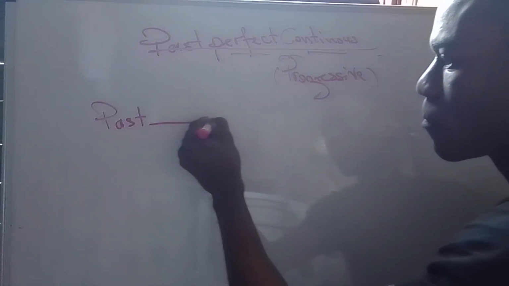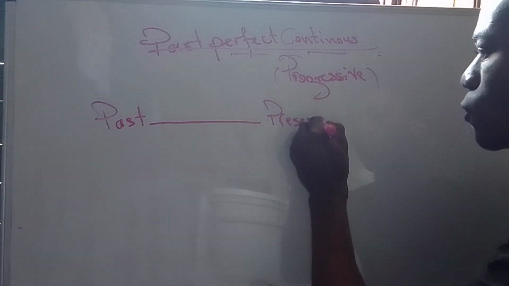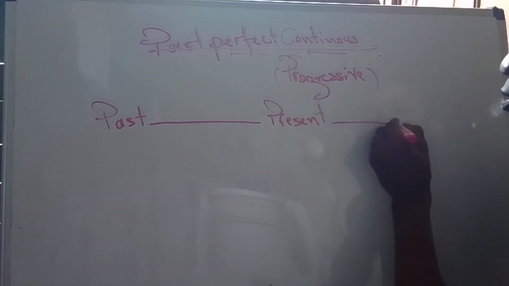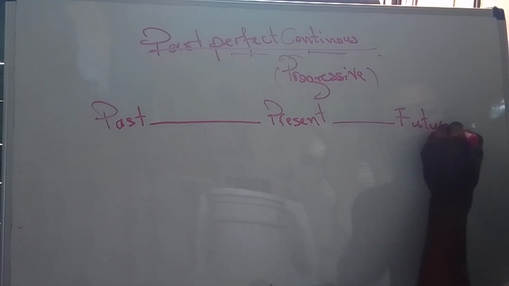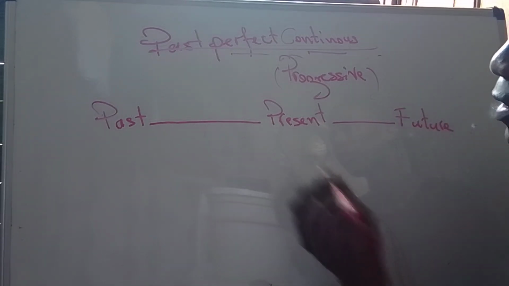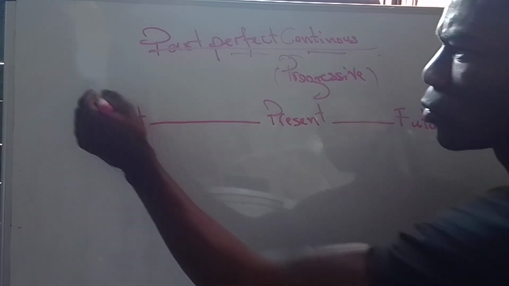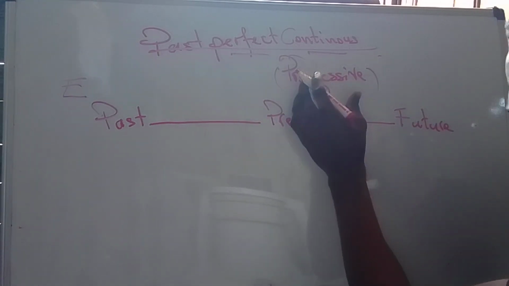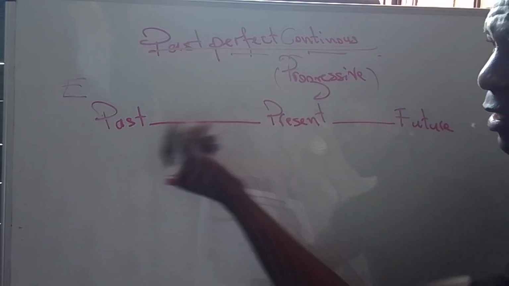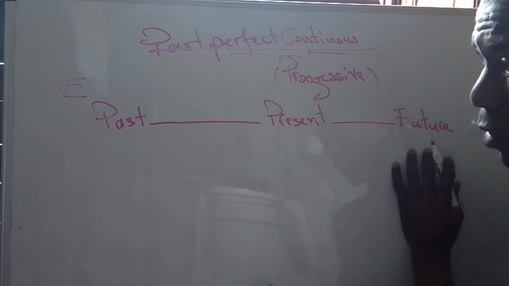That's the present, and that's the future. Okay? That's the past, that's the present, that's the future. That's an example I'm going to show you for the definition of the past perfect continuous or the past perfect progressive.